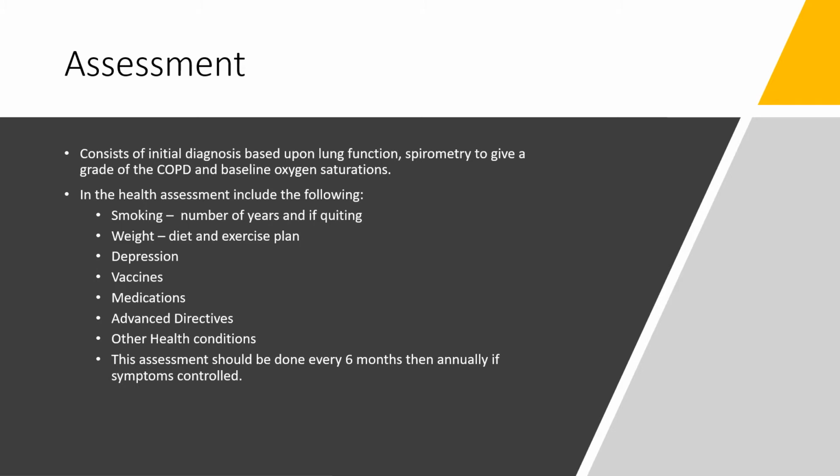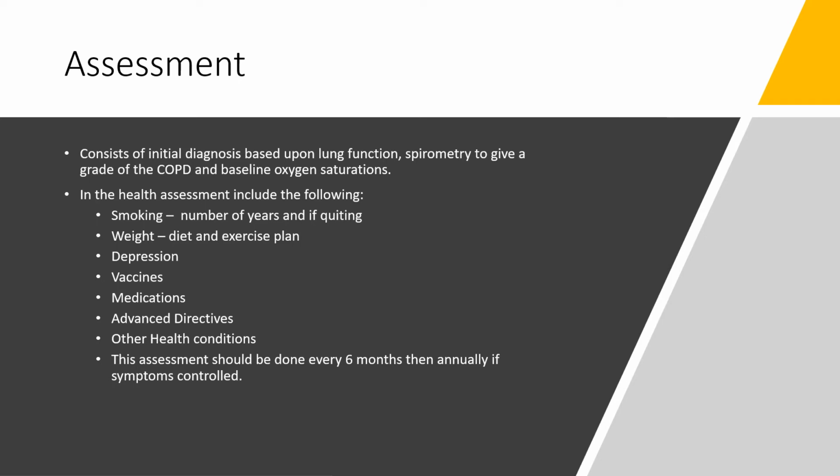In the health assessment, you would include the following: smoking, number of years, if they plan to quit, if they have quit. Weight is very important. Diet and exercise plan is equally important, so that way they get good nutrition, and also that person is going to have more attainable goals and better follow through. Depression needs to be addressed because most people that have COPD, I believe the number is 85%, have depression of some kind.